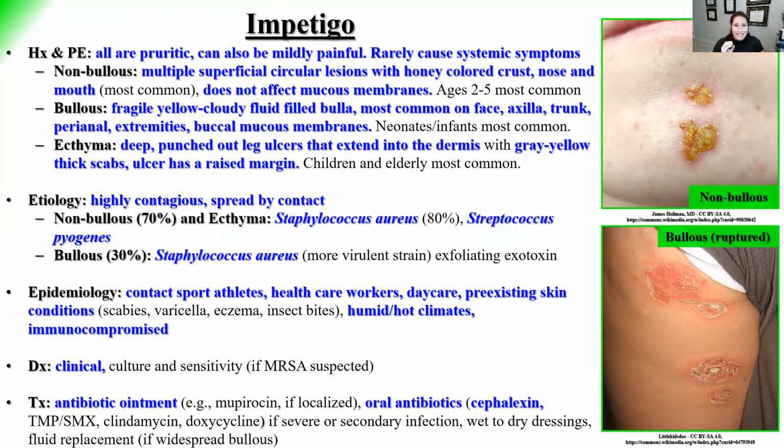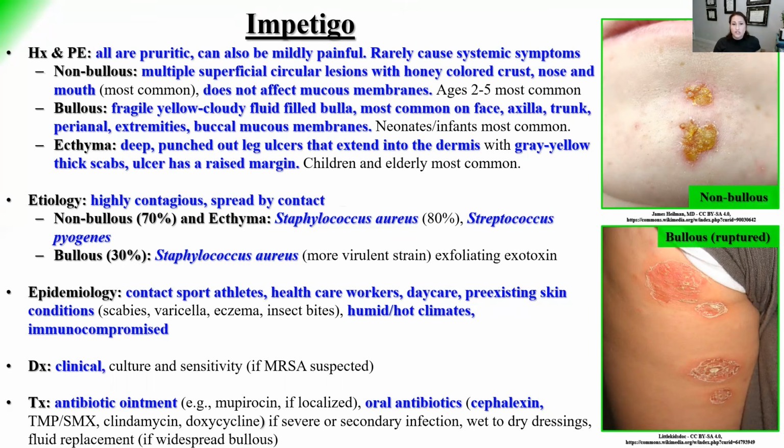That's going to be more common in neonates and infants. Ecthyma, these are very deep, punched out ulcers that extend into the dermis, and they have a very thickened grayish yellow scab on top of them. And then they develop this ulceration that has a raised margin. This is going to be most common in children and the elderly populations.